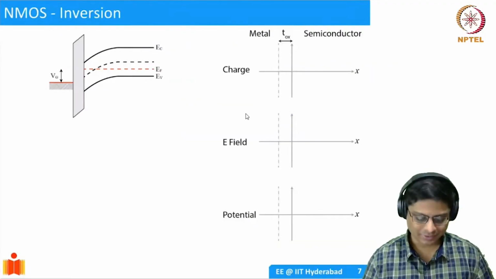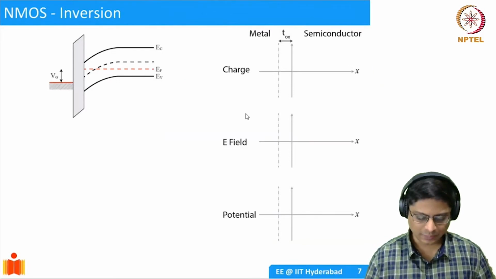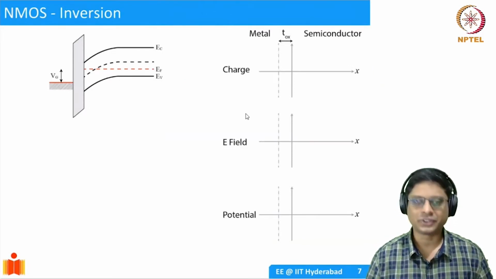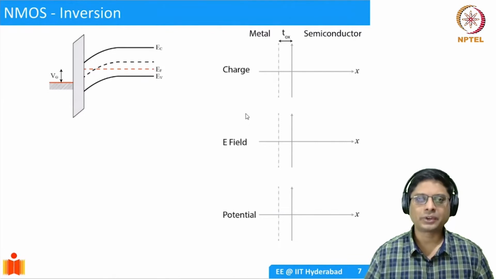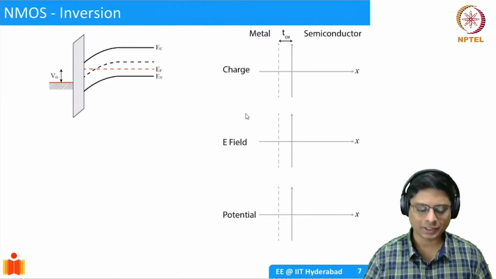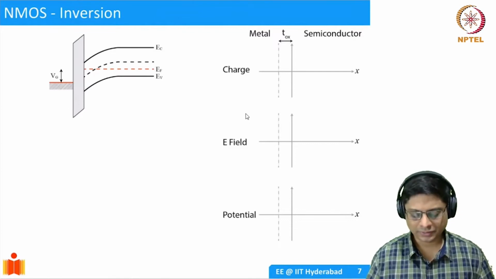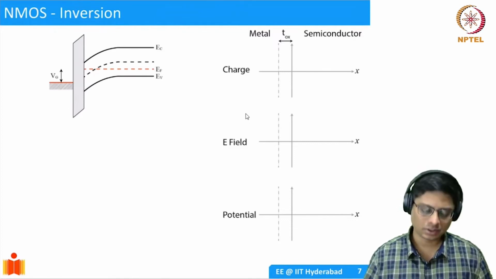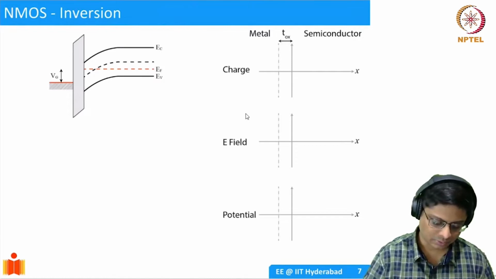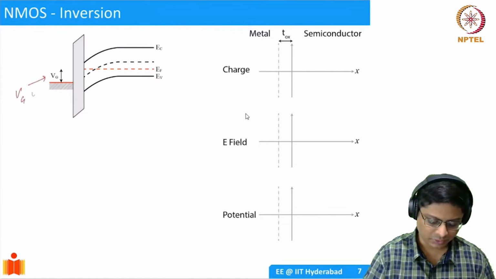All right, welcome back. Now we'd like to look at NMOS device in inversion. I'm not really going through the motions of drawing the band diagram, I'm simply showing you, but by now I think you should be familiar. If you want to get inversion, we need to apply a positive gate voltage. So VG is positive and large.